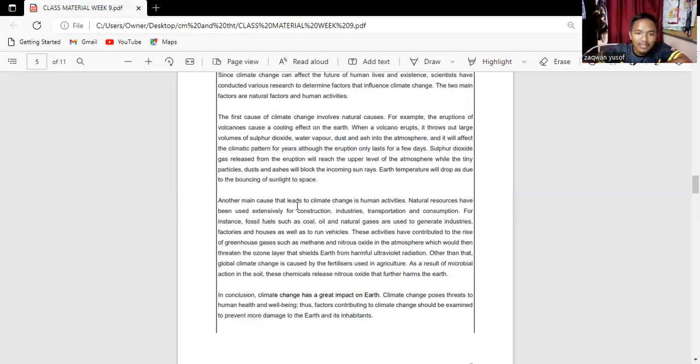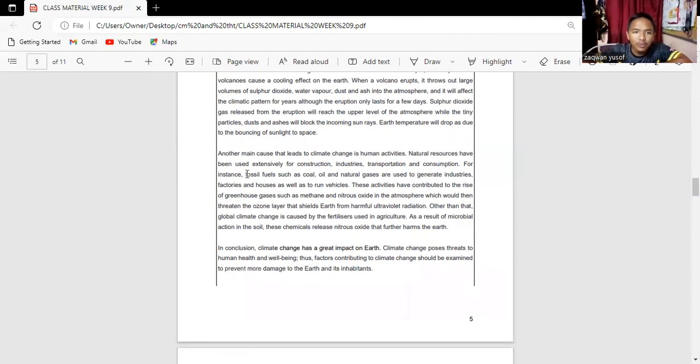Another main cause that leads to climate change is human activities. Natural resources have been used excessively for construction, industry, transport, and construction.